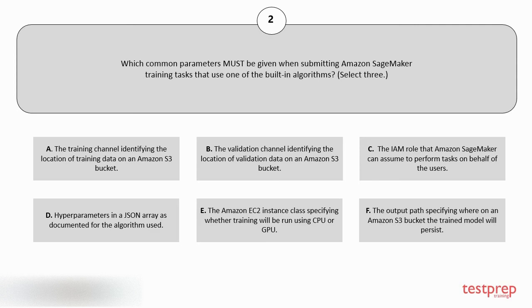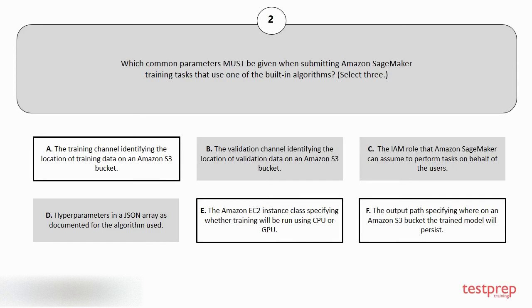E. The Amazon EC2 instance class specifying whether training will be run using CPU or GPU. F. The output path specifying where on an Amazon S3 bucket the trained model will persist. The correct answers are option A, E, and F.